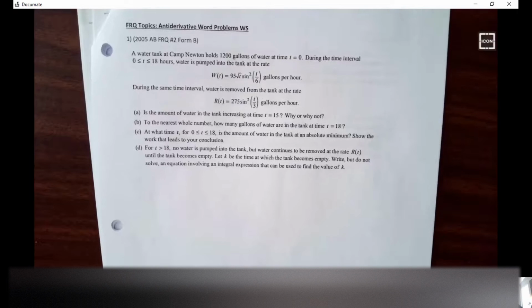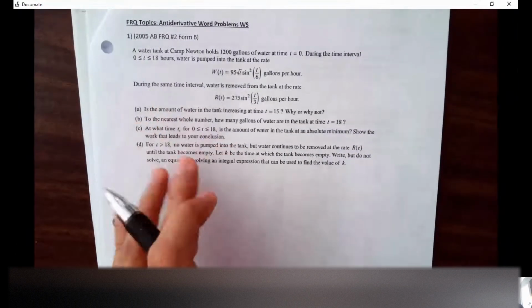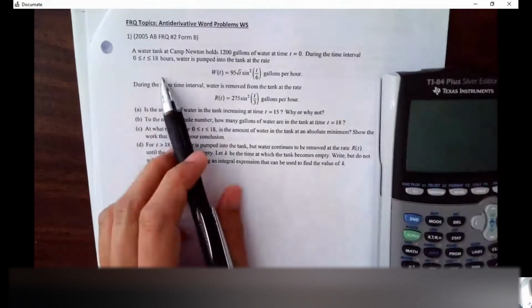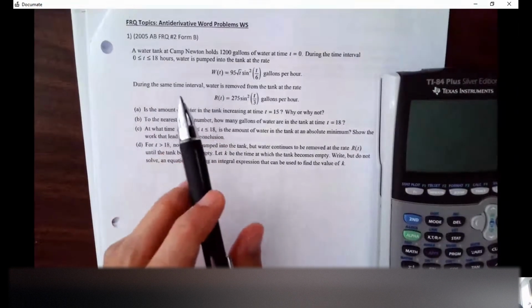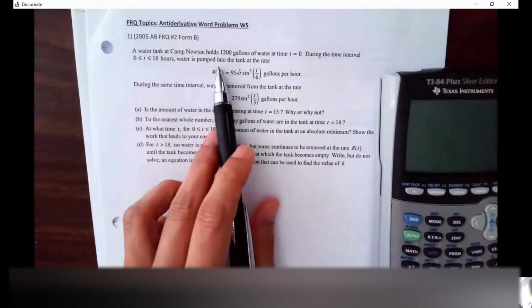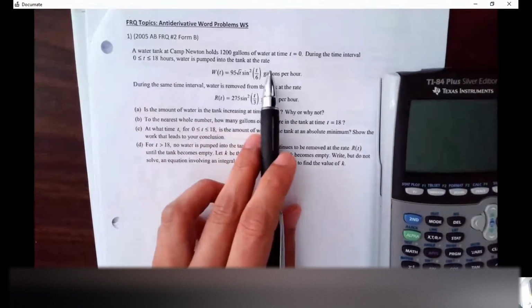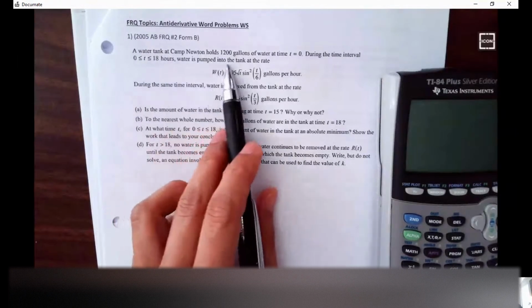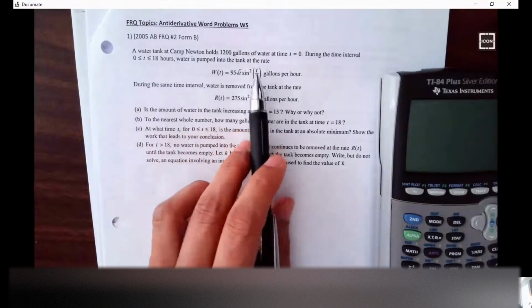All right, we're going to try to get through these two FRQs here. We have 1 and 2 on this back page. Okay, you're going to need your calculators. So number 1: a water tank at Camp Newton holds 1,200 gallons of water at time t equals 0. During the time interval between 0 and 18 hours, water is pumped into the tank at a certain rate.